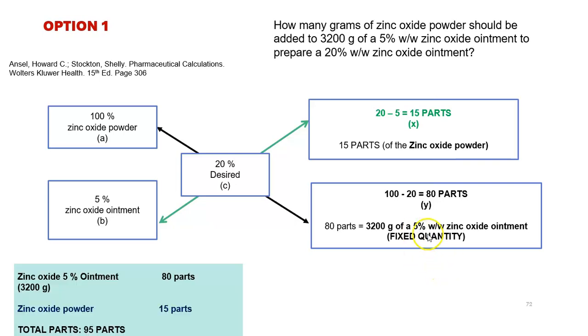Now, what does this mean? It means that the zinc oxide ointment, 3,200 grams, is 80 parts of the recipe. It is the bulk of the recipe. It's the largest ingredient in the recipe, well, larger, because there's only 2. And then the zinc oxide powder, which is the additional, which is being used to fortify, which means you're strengthening the ointment by adding pure drug, is 15 parts.